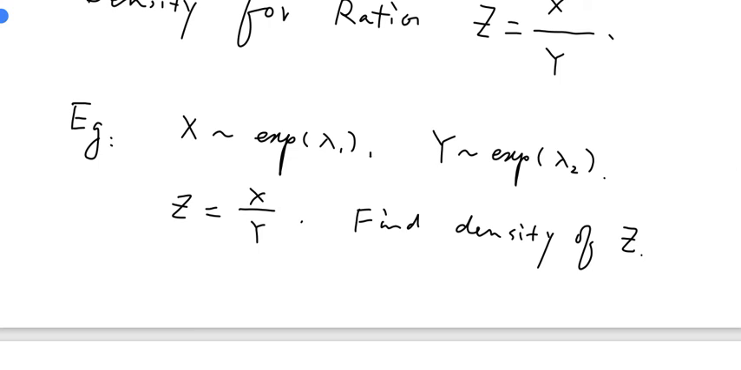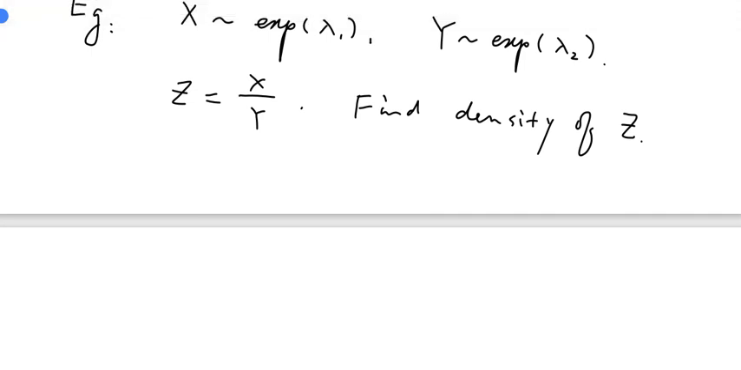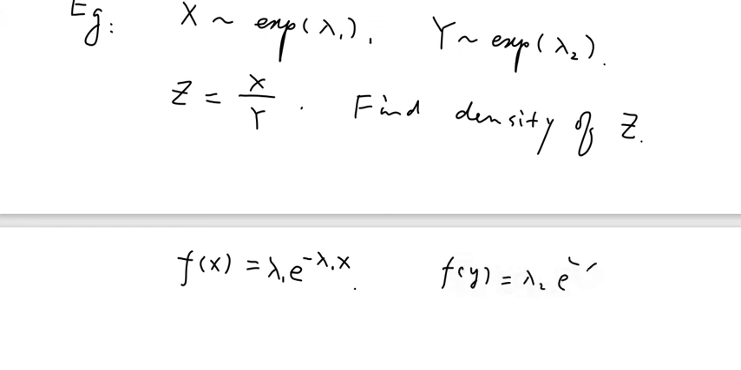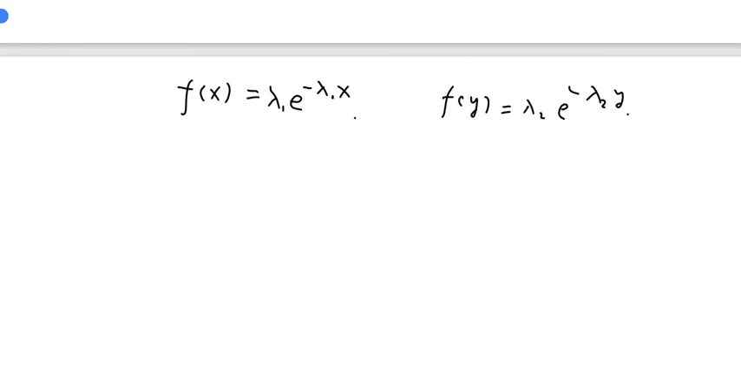Okay. So the exponential distribution has a density function: for x it is basically lambda 1 e to the negative lambda 1 x. And for y it is lambda 2 e to the negative lambda 2 y. So to find the density function of z, we find the cumulative function first.